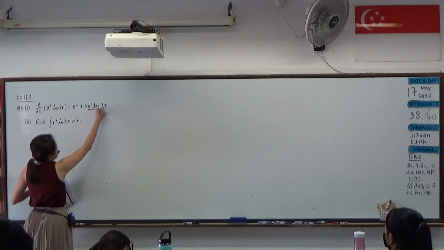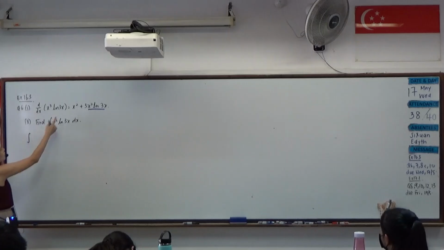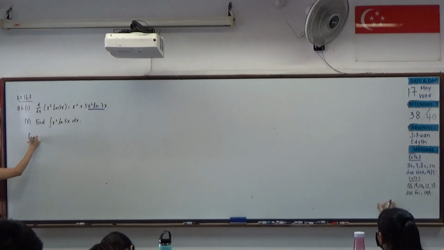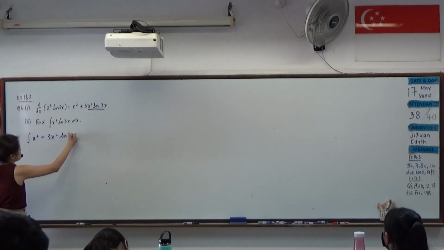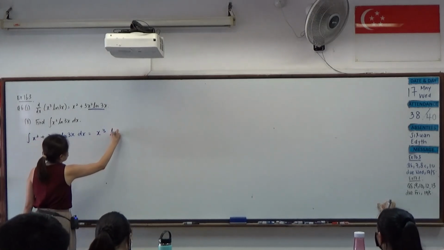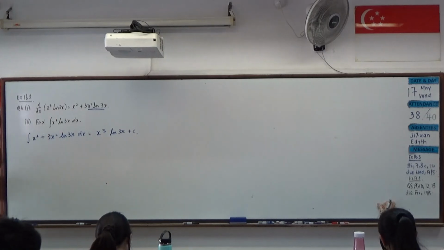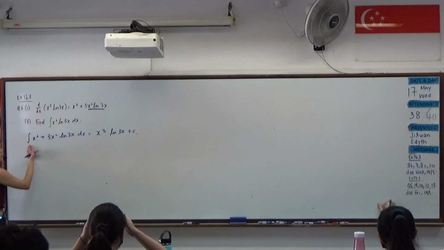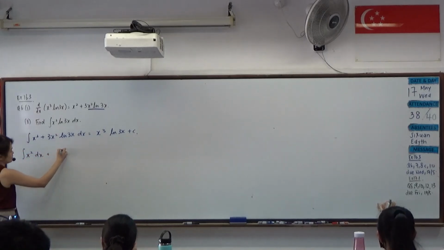So we apply our integration to the right side of what we got in part 1. Integrating x squared plus 3x squared ln 3x, we will get x cubed ln 3x plus c, because integrating this, we get back our original function, right? Then it is a matter of manipulating this one. So we separate it into two separate integrals.